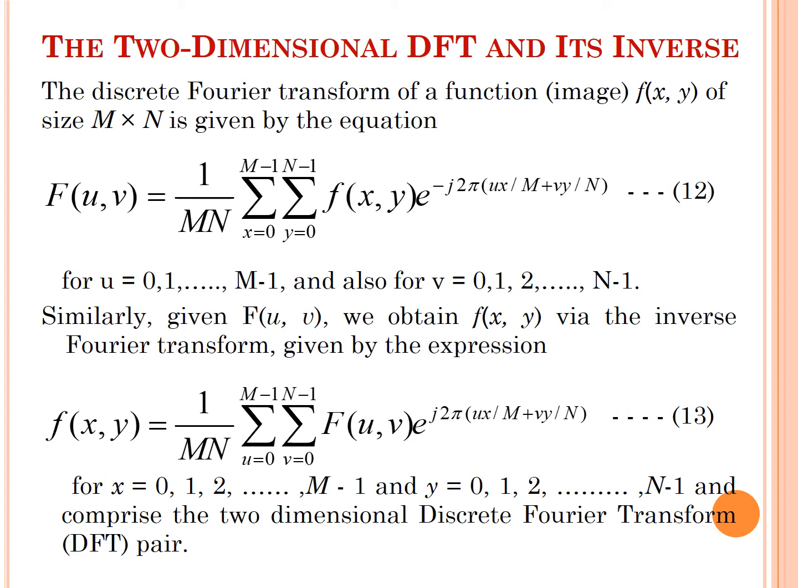Similarly, given F(u,v), we obtain f(x,y) via the inverse Fourier transform given by the expression f(x,y) = 1/(MN) summation u = 0 to M-1, summation v = 0 to N-1, F(u,v) e^(j2π(ux/M + vy/N)) for x = 0 to M-1 and y = 0 to N-1. These comprise the two-dimensional discrete Fourier transform pair, that is the DFT pair.